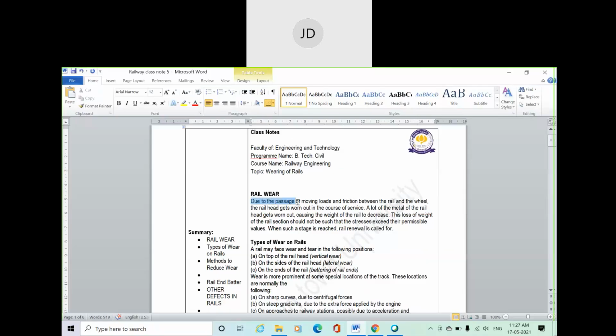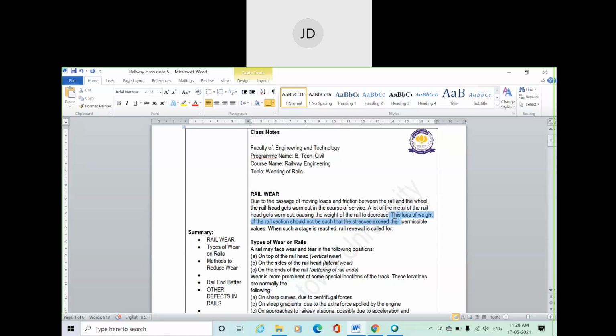So you can say that due to the process of moving load and friction between rails and the wheel, the rail head gets worn out in the course of service. A lot of metal of the rail head gets worn out, causing the weight of the rail to decrease. Okay, so due to wearing, material of the rail breaks down from its original part, and ultimately the standard weight of the rail keeps decreasing. Okay, the weight of the rail is decreased due to the rail wear.